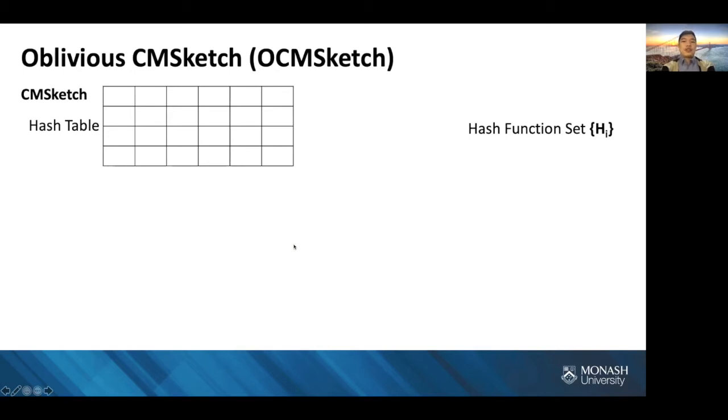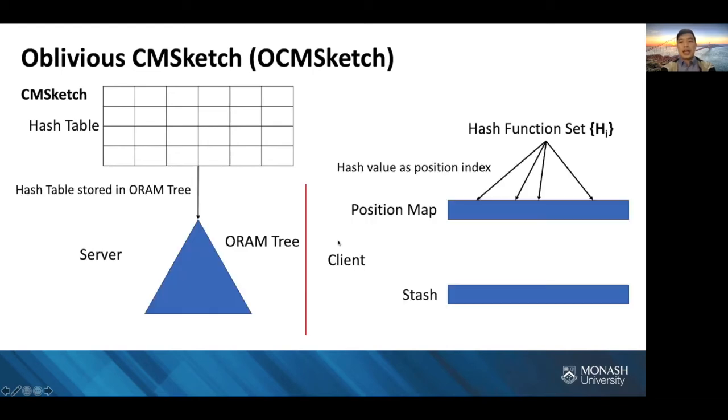So we now briefly introduce our oblivious data structure design. For the oblivious CMSketch, we recall that the CMSketch consists of a hash table as well as hash functions. In OCMSketch, we store the hash table within the ORAM tree, and we use the hash function set to indicate the position in the position map. When we insert to update the hash table, the client will use the hash function set to find the corresponding leaf node, and will retrieve the entire path from the ORAM to the stash. Then the leaf node stored in the position map will be randomized after each access, so the attacker cannot know the actual access pattern of the hash table.